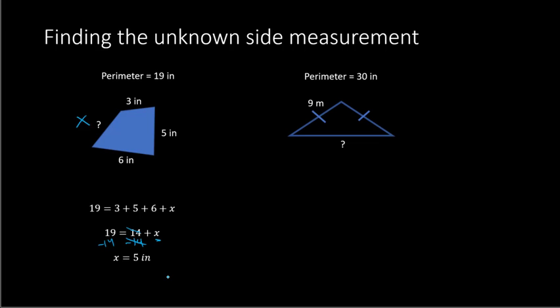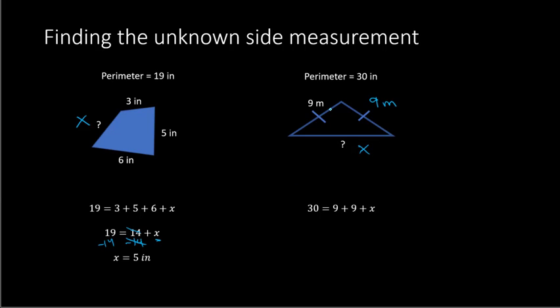Let's look at one more example. Here we have this triangle, and the perimeter is 30 inches. Now to answer this question, we need to understand the fact that the left and the right side here, when it's got that little tick mark on it, that means those sides are congruent, or the same length. So if the left is 9 meters, then this right side over here would also be 9 meters. So again, we can create a little equation. We have the 9 and 9, and then this unknown side length. They will all add together to equal 30.